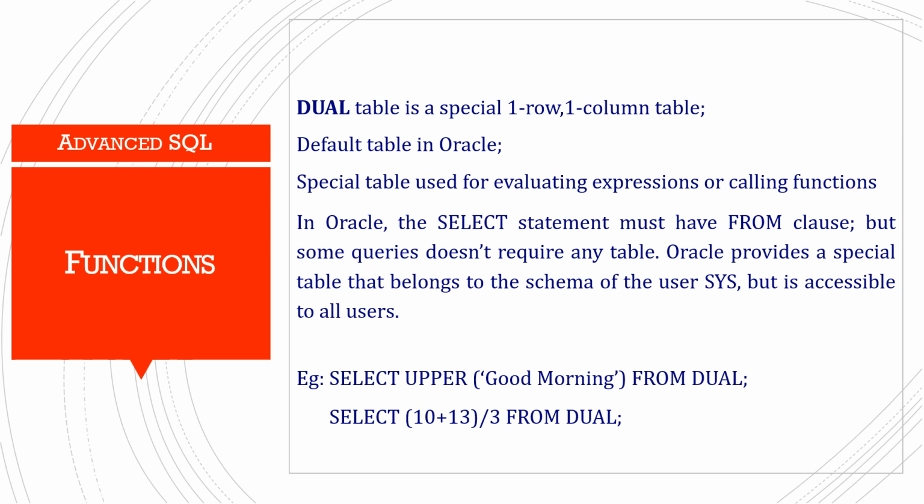Another example: select upper('good morning') from dual. In this case also, the from clause doesn't require any table. The purpose of this select statement is just to convert that string to uppercase. In that case also we can specify the default table, that is the dual table. So this dual table is a special table used for evaluating expressions or for calling functions.